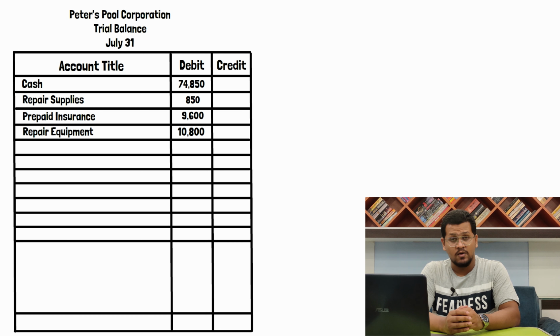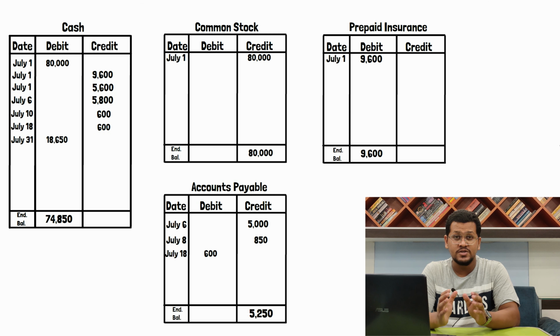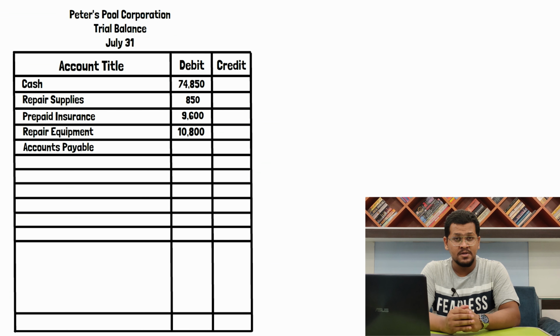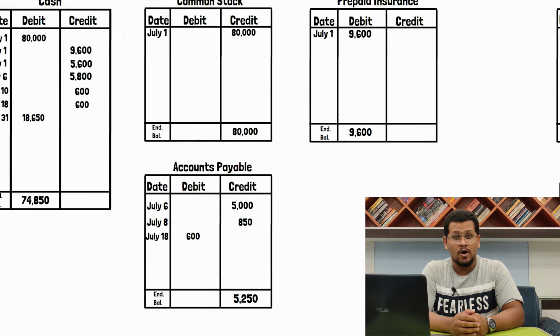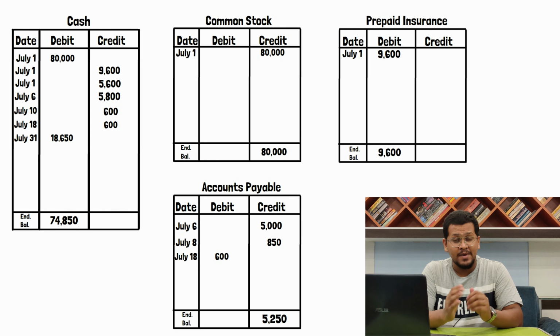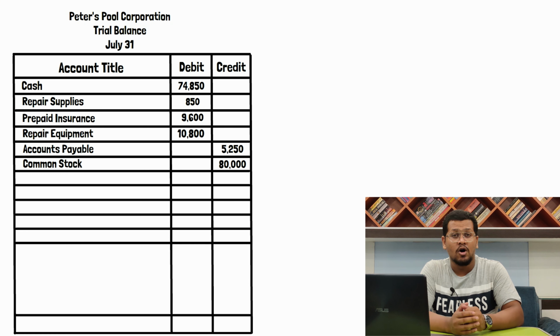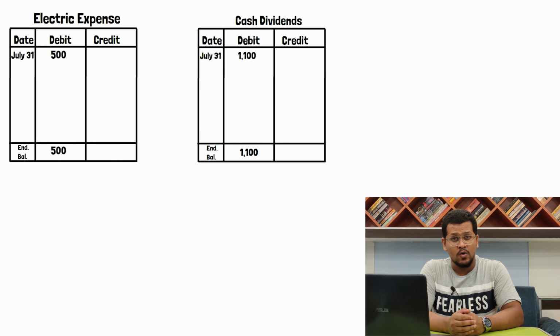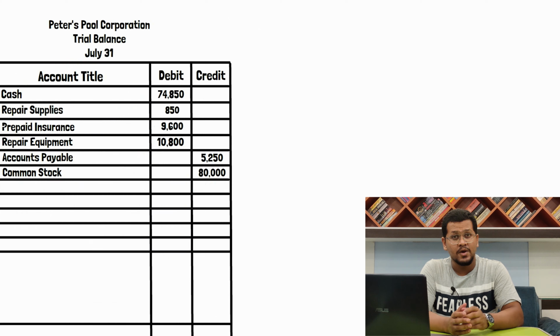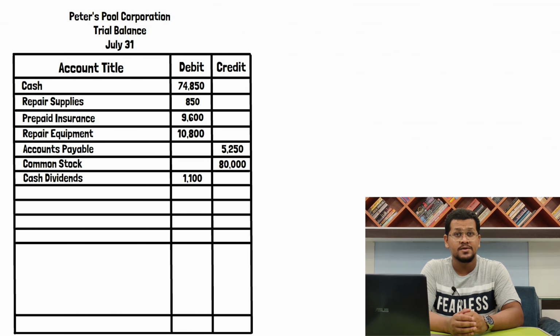Then we have accounts payable, the ending balance of which was a credit balance. We are going to transfer $5,250, that was our ending balance of accounts payable, to our credit column under trial balance. The next T account is common stock. It has a credit balance of $80,000. We are going to transfer it to the credit column of our trial balance. The next T account is cash dividend. It has a debit balance of $1,100. We are going to transfer that $1,100 to the debit column of our trial balance.